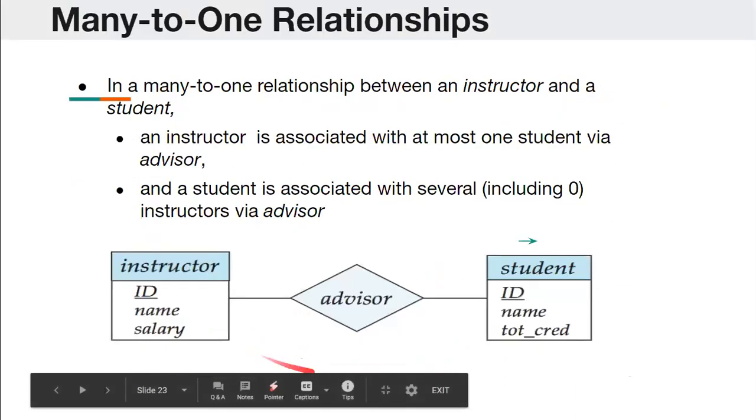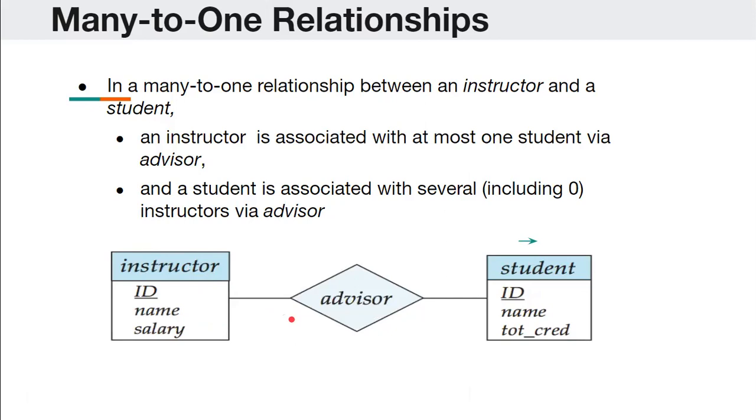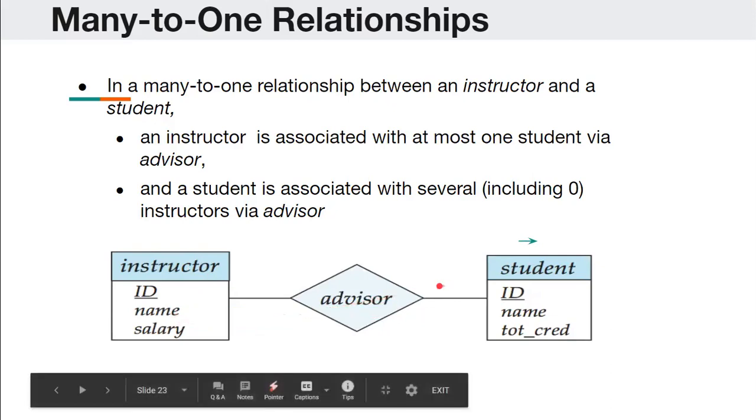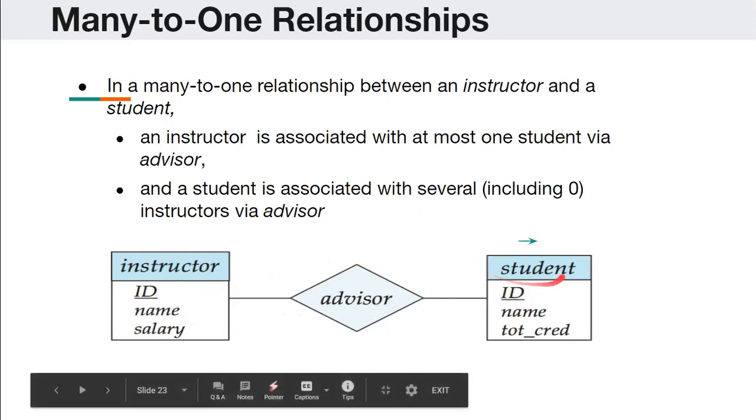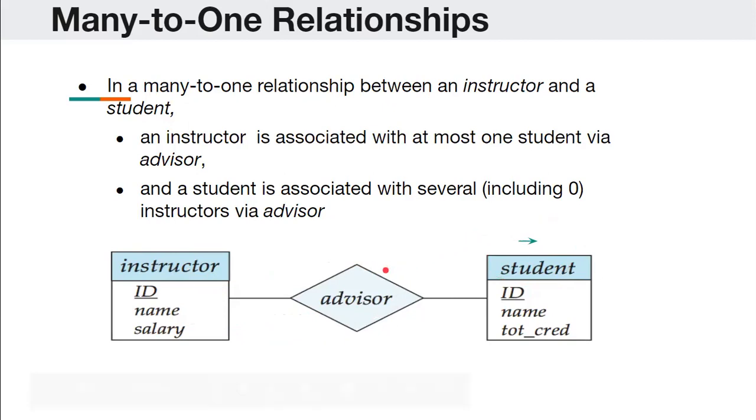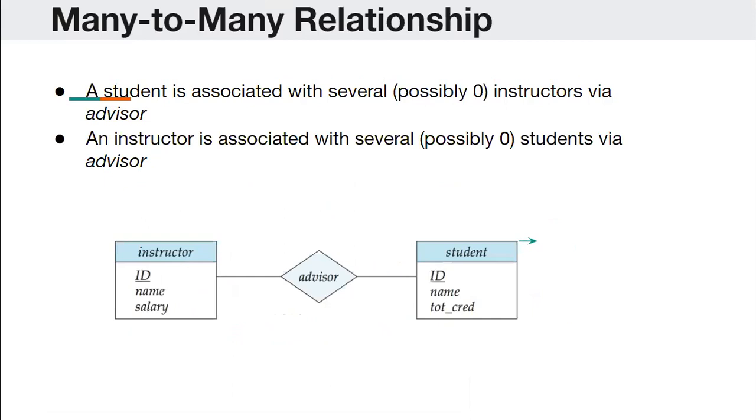If there is a many-to-many relationship, there is no directional arrow here and no arrow there, it means the relationship is many to many. A many-to-one relationship is also possible between the instructor and student. In this case, an instructor is associated with at most one student via the advisor, shown by one arrow, and a student is associated with several instructors via the advisor relationship.